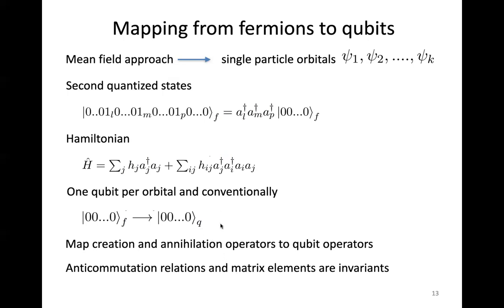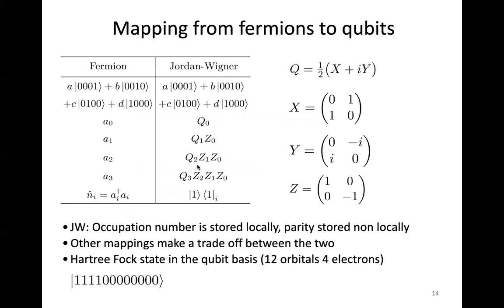The way we can map it is not unique, but the one that is mostly used, and the one that I will be telling you about and use in my work, is the Jordan-Wigner mapping. If you look here, these are the operators acting in the fermionic space, the annihilation operators, and here are the operators acting in the qubit space. In the qubit space, one usually uses X, Y, and Z and their superpositions, for example Q. These are the Pauli matrices. And basically one maps from annihilation operators to these qubit operators.